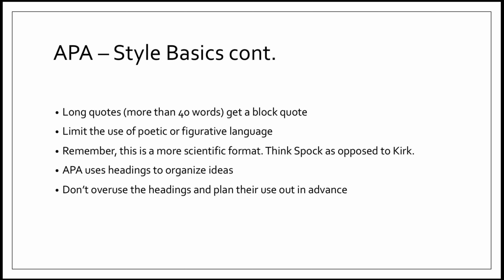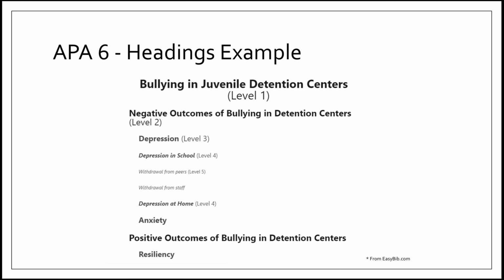It's always going to work better if you have good planning, good organization, and good structure to your writing before you start to do it. So let's look at some examples of how these headings work. Here are some APA 6 examples. APA 7 is not altogether that different, hopefully not to the degree and the depth that you're going to use it.